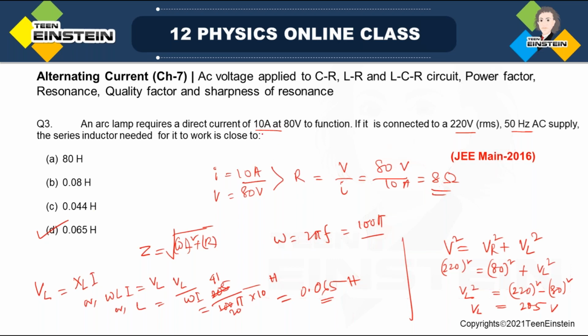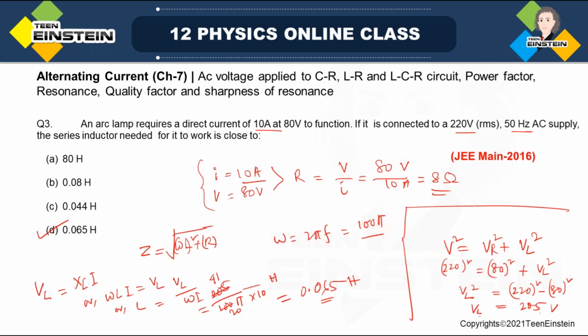So what I have done from the initial information, that is the direct current required and voltage required for the arc lamp, from there we know the voltage across the resistor and the current through the circuit, because this is the requirement. So we can write V square, total voltage across all the components of the circuit. V square is equal to VR square plus VL square. So from there we can obtain that VL must be 205 volt.